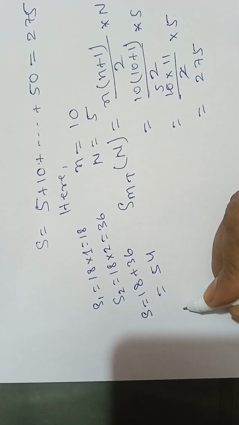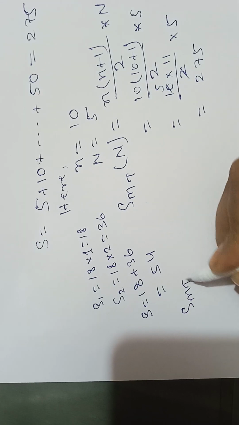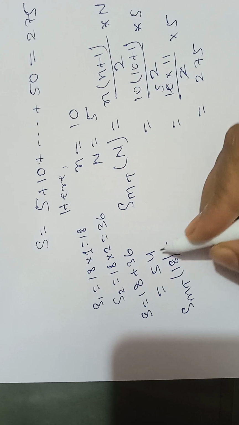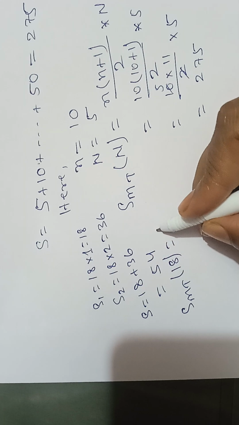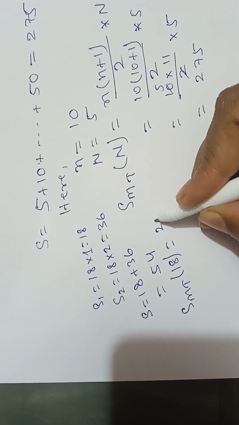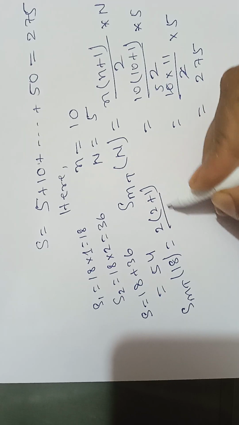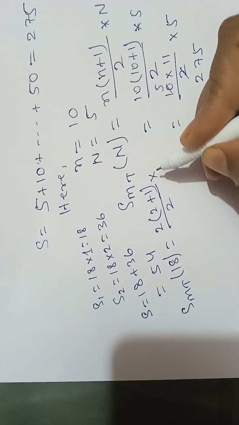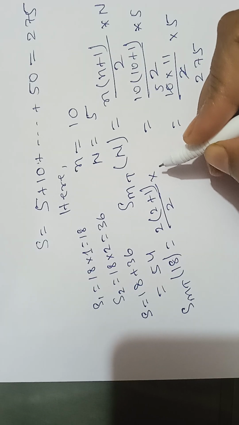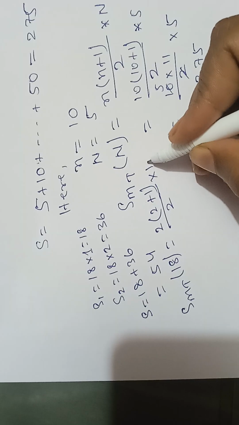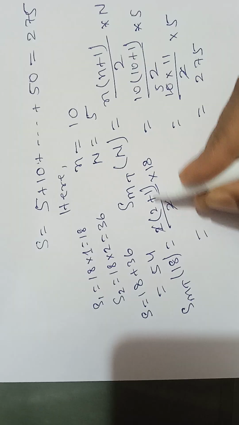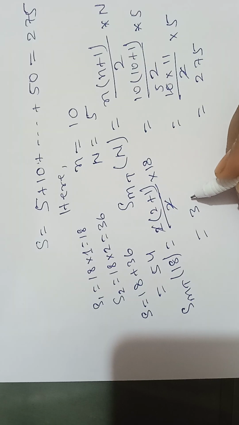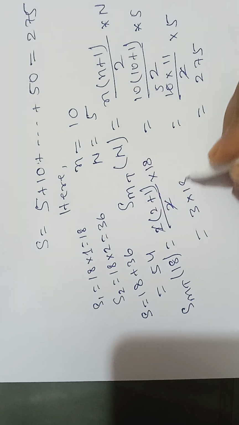So how to find the summation of the multiplication table of 18? Small n equals the number of terms, and the number of terms is only 2. So small n equals 2. 2 into 2 plus 1 divided by 2, and the table whose sum we want is 18. Then solve this, the 2s cancel out, and 2 plus 1 equals 3, into 18, and this gives the value 54.